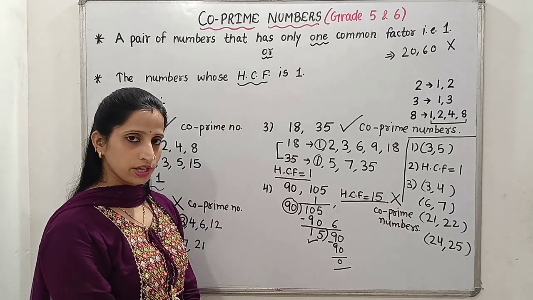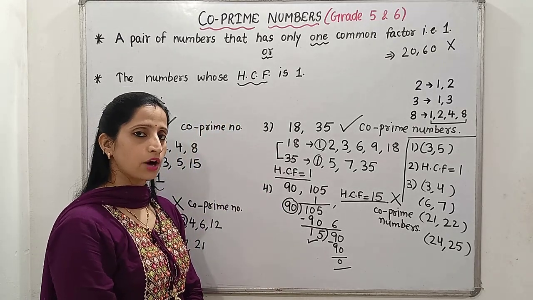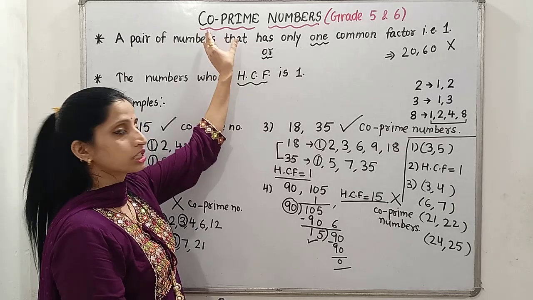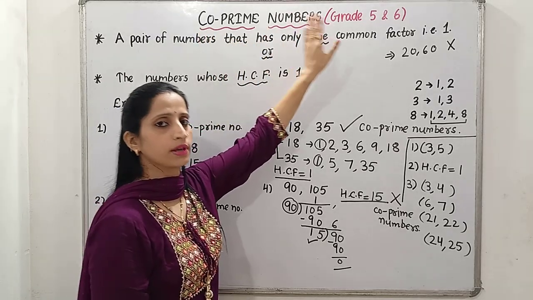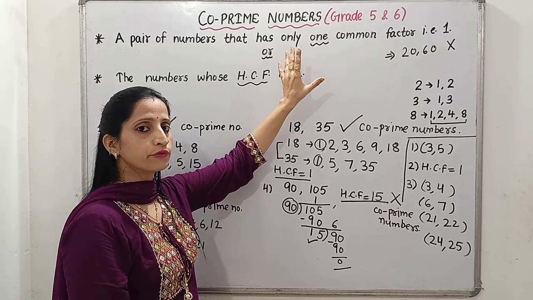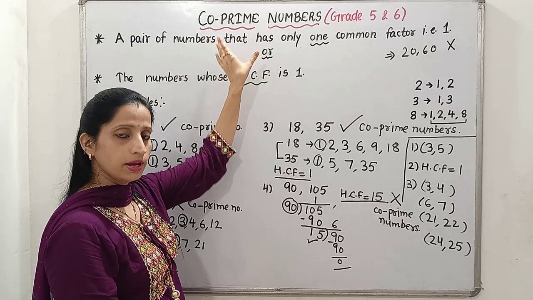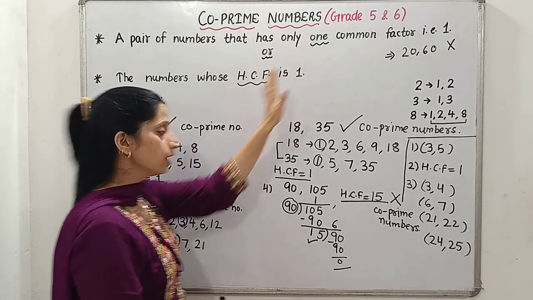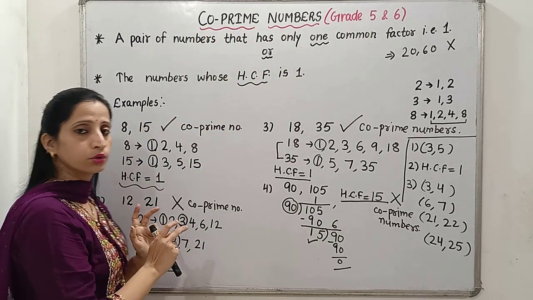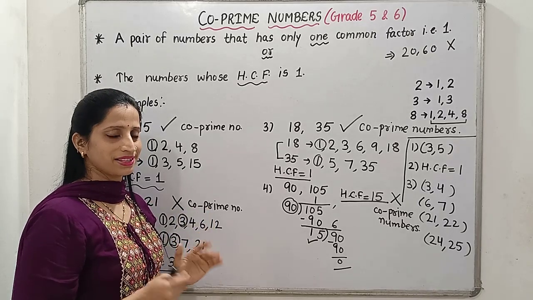So that's all for today's video. I hope that now you understood this very small and easy concept of co-prime numbers. So don't be confused between prime and co-prime numbers. Co-prime numbers can be composite numbers also, not always prime numbers.